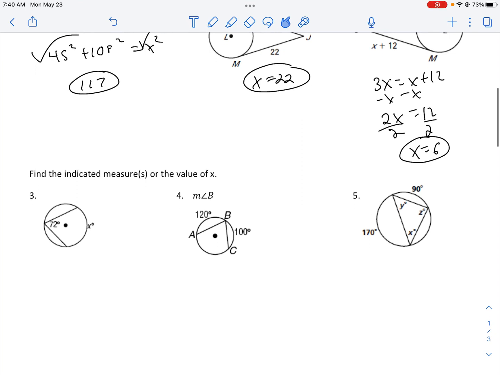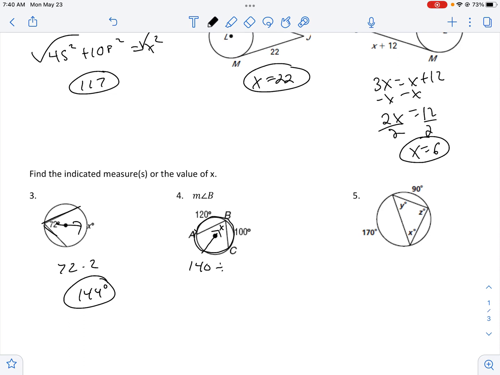All right, here, if we have an angle that goes from one side of the circle to the other, its arc is double. This time we have to get a little creative. The whole circle is 360, which makes this 140. They want us to find B. So our angle is going to be half, or 70.